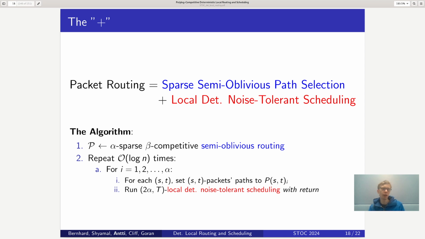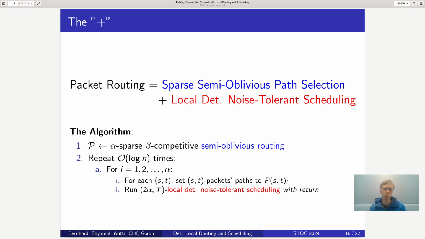After we have assigned these paths to each packet, we just run 2 alpha T local deterministic noise-tolerant scheduling algorithm with return. So with return here means that any packet not delivered returns to its source. It's a very simple extension to the algorithm, easily achievable in the packet routing model.